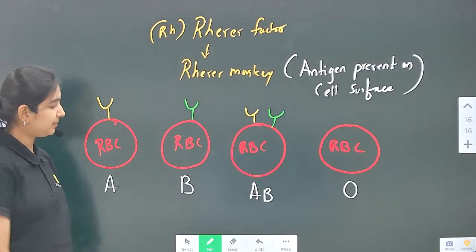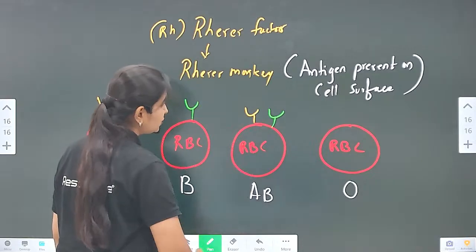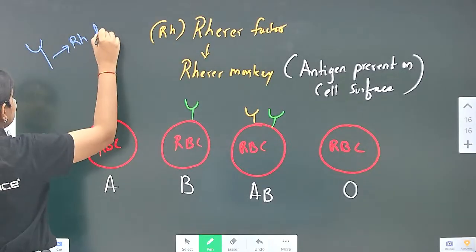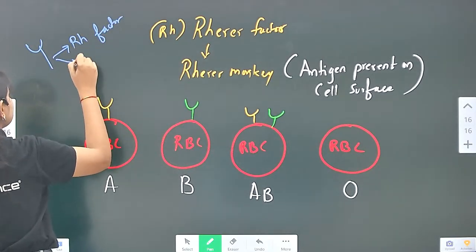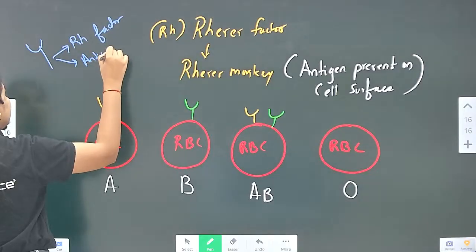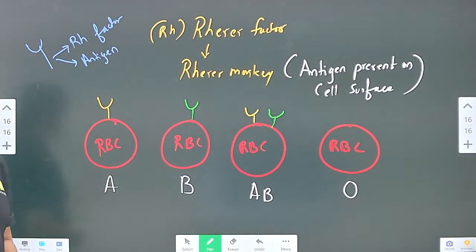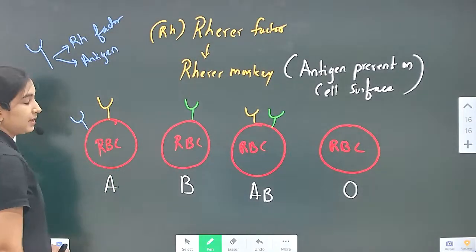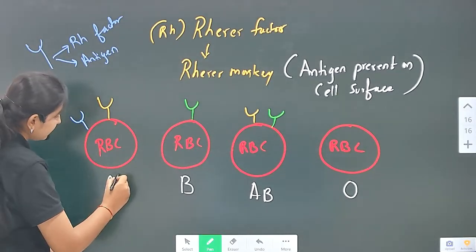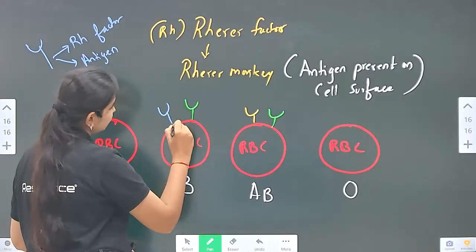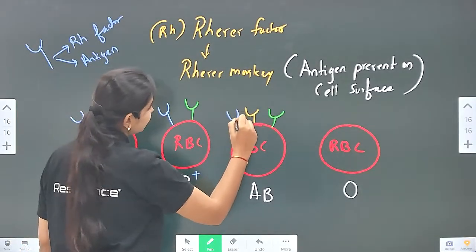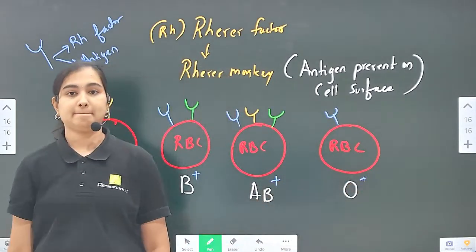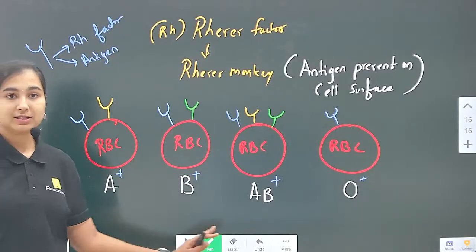Now, for example, I am taking one more antigen. What is the name of this antigen? This is the RH factor, that is an antigen. Now, for example, if RH is present along with the A, then you make it A positive. If it is present here, this is B positive. Here it is AB positive. Here it is O positive. Getting my point? Okay, this is clear.